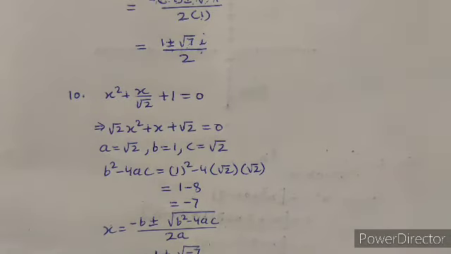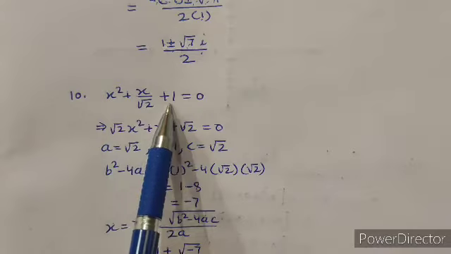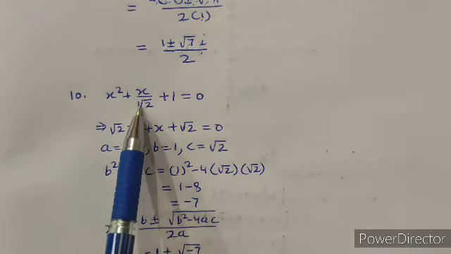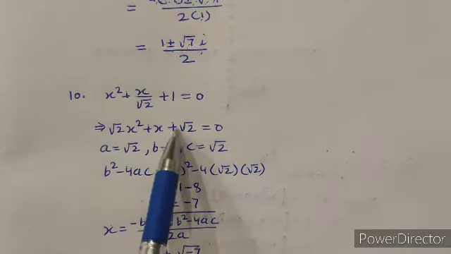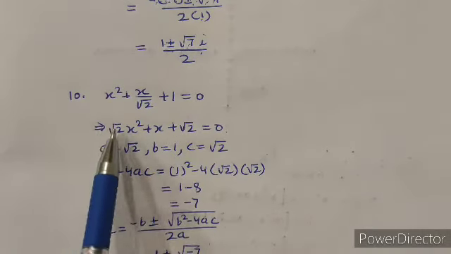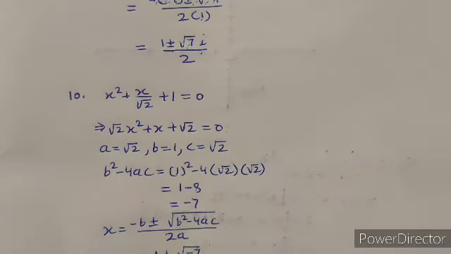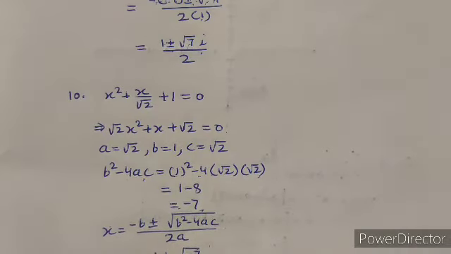And in question number 10, the quadratic equation given to us is x square plus x by root 2 plus 1 equal to 0. Now on taking the LCM, or on multiplying the whole equation, left hand side and right hand side, by root 2, the quadratic equation will be root 2 x square plus x plus root 2 equal to 0. Here a is equal to root 2, b is equal to 1, and c is equal to root 2. Now the discriminant b square minus 4ac will be equal to 1 square minus 4 root 2 into root 2, and that will be equal to minus 7.